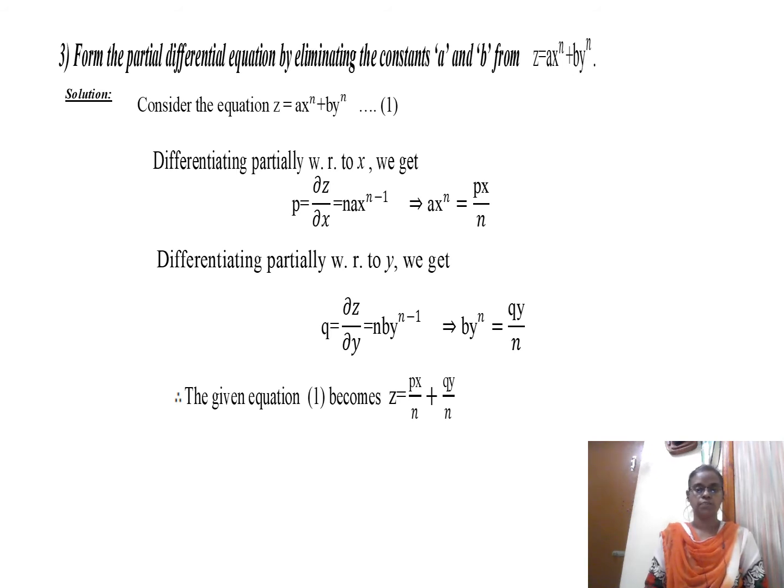Now look at this equation. Only two things we are concentrating on: one, removing the constants, and another, introducing the partial derivatives. I think both the jobs are done here. It is a partial differential equation because of the partial derivatives p and q involved in the equation, and ultimately we have also removed the constants. So just taking this n to the other side, we have nz equal to px plus qy, which is the required PDE.